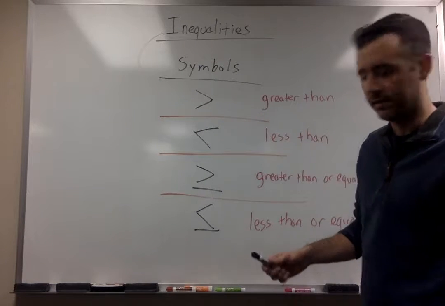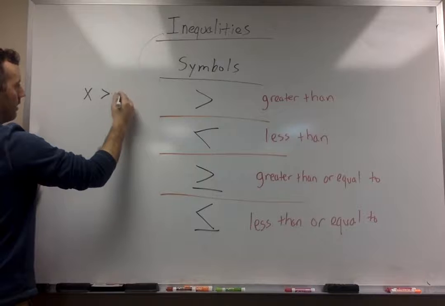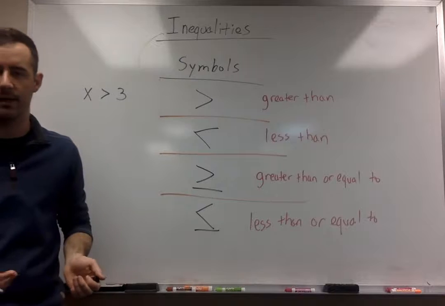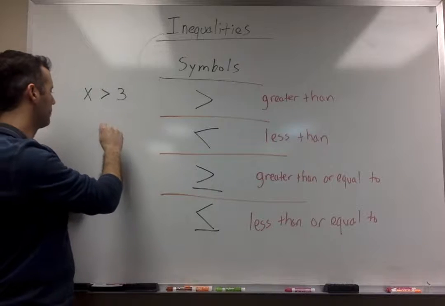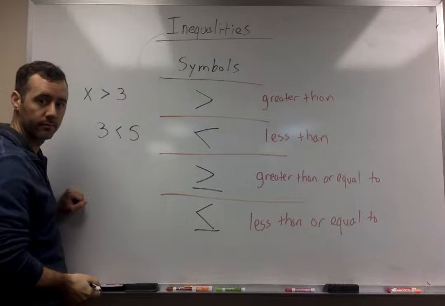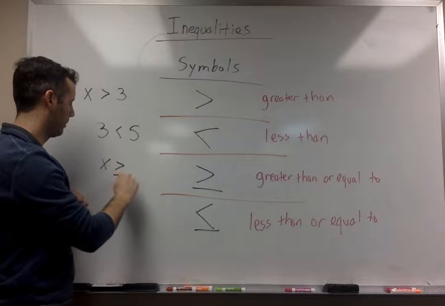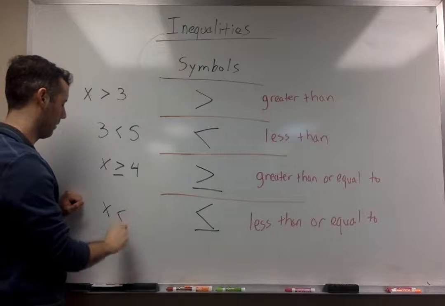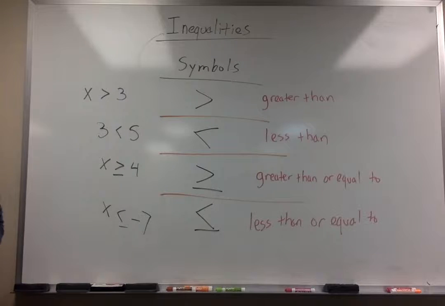And you can see them in different ways, right? You might see, and I'm going to write them over here, x is greater than 3, which tells us something about x. It's a number that's bigger than 3, right? Just helps us figure that out. It could just be with regular old numbers, right? 3 is less than 5. It could be x is greater than or equal to 4. Or x is less than or equal to -7. Okay? So these are the different ways that we'll see it.